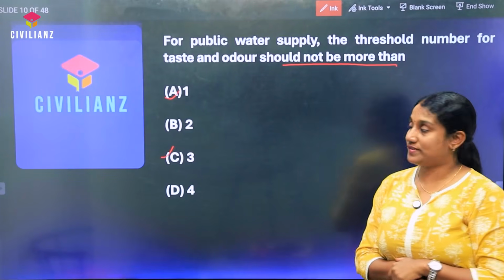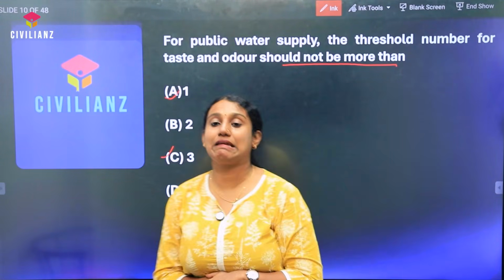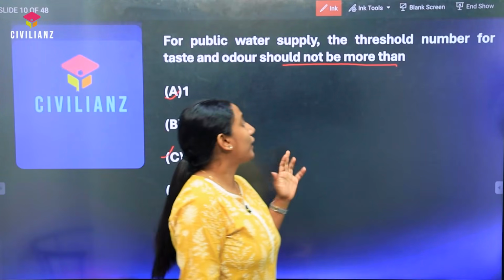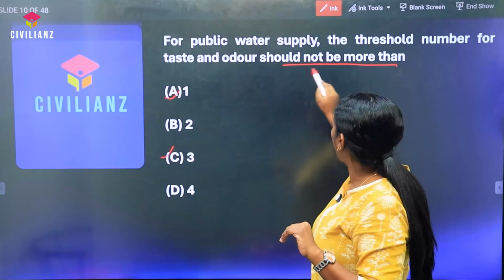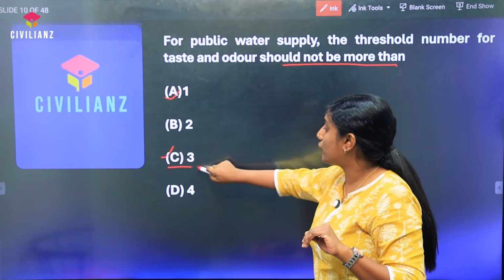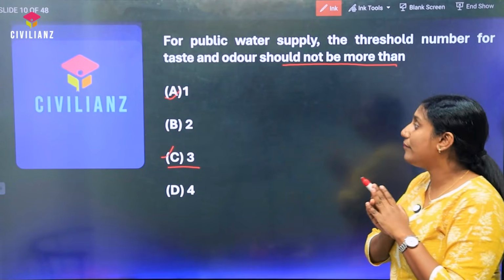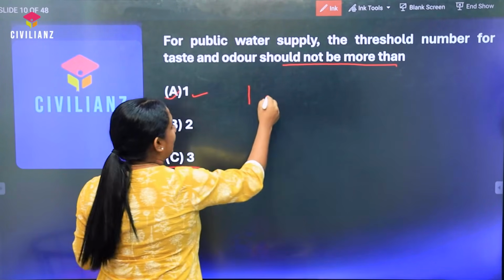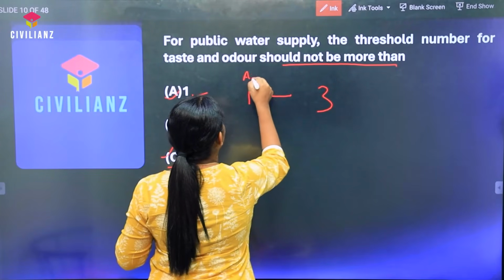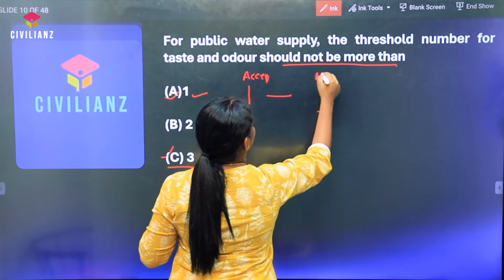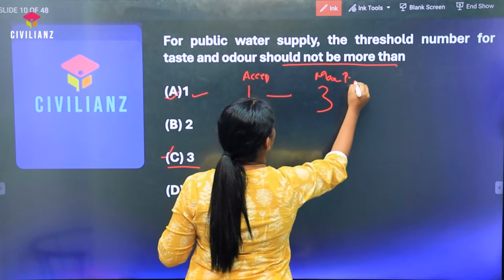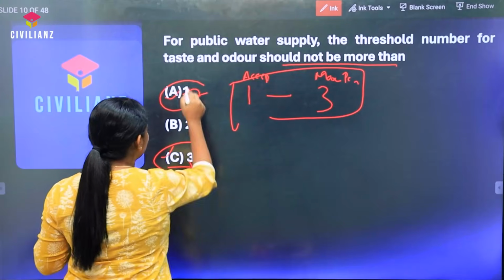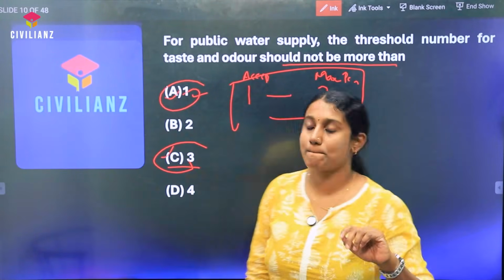Option C, that is threshold order number 3. 3 is used, this is the maximum permissible value. It should not be more than 3. So it's very important. This is the acceptable limit value. The range is 1, 2. This is the acceptable limit, the maximum permissible limit. Please note the values, so you are not confused with the options.